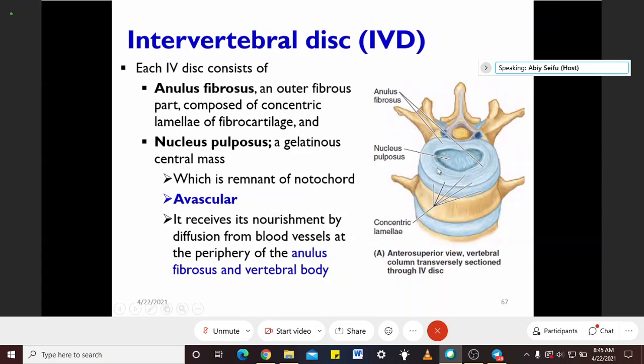When you see the intervertebral disc from above, it is composed of two parts. Superficially, there is the annulus fibrosus, a fibrous structure arranged in concentric laminae. Centrally, there is a semi-jelly structure, the nucleus pulposus, which is avascular. It gains its nutrients by diffusion from the peripheral parts of the intervertebral disc as well as from the bodies of the vertebrae.